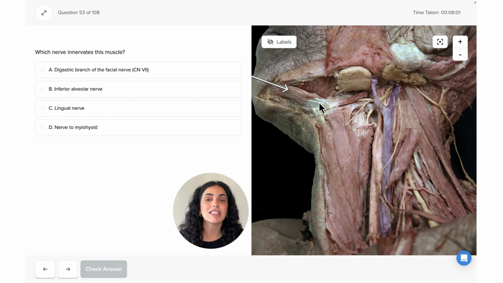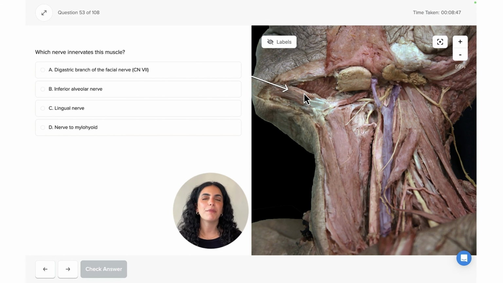So we have this muscle that is able to contract in this direction, and the posterior belly is able to contract in that direction. So these two muscle bellies will act together and are primarily responsible for depressing the mandible, as well as elevating the hyoid bone during swallowing or chewing.